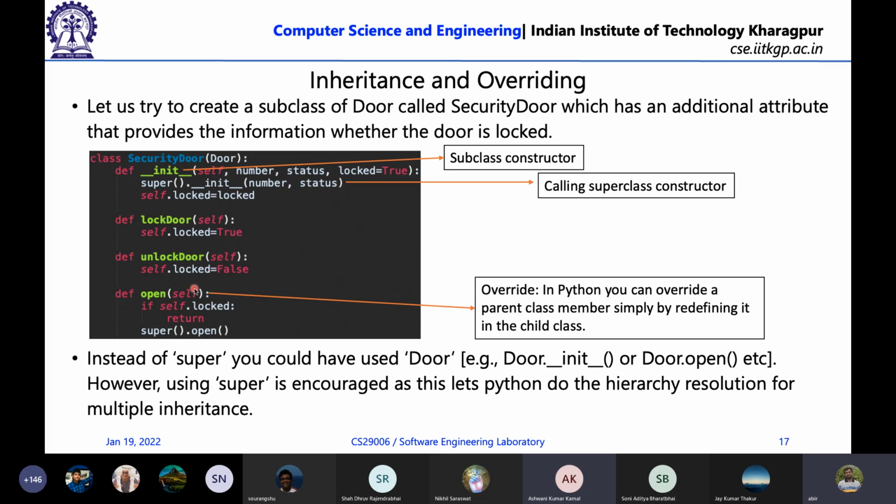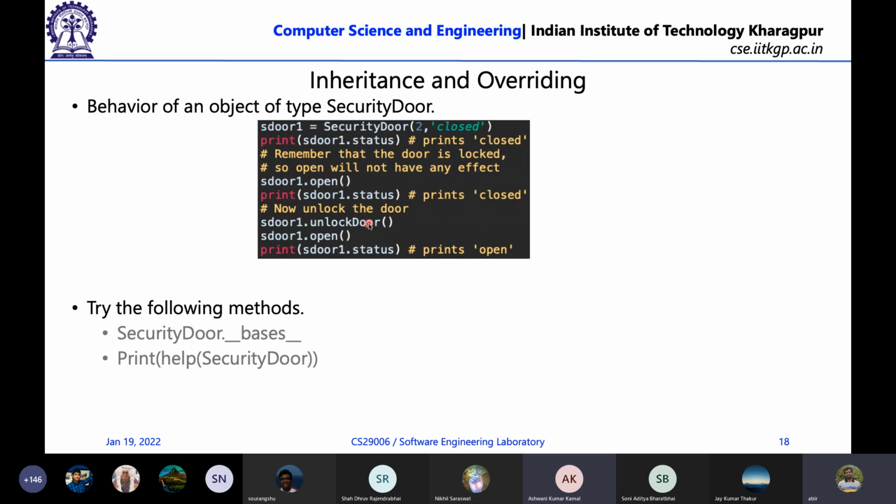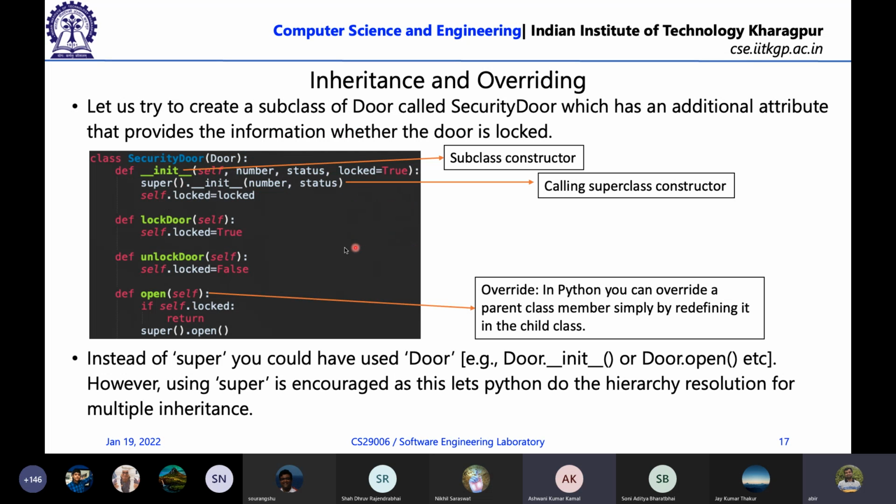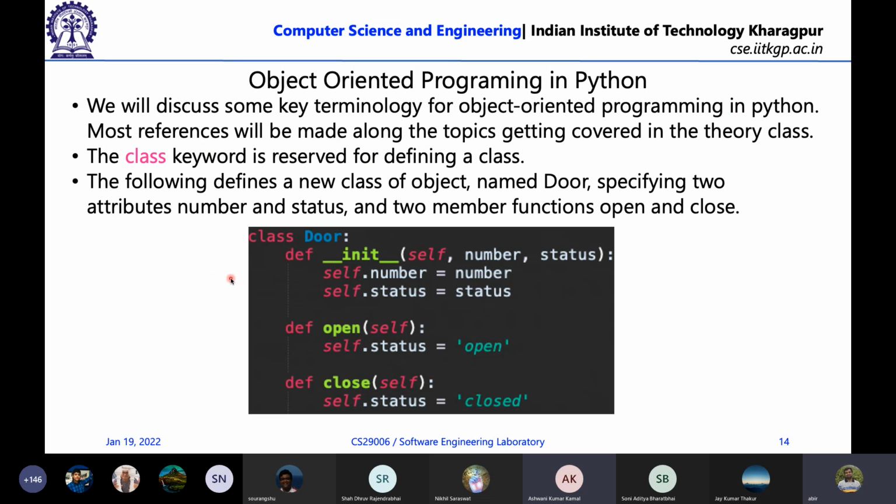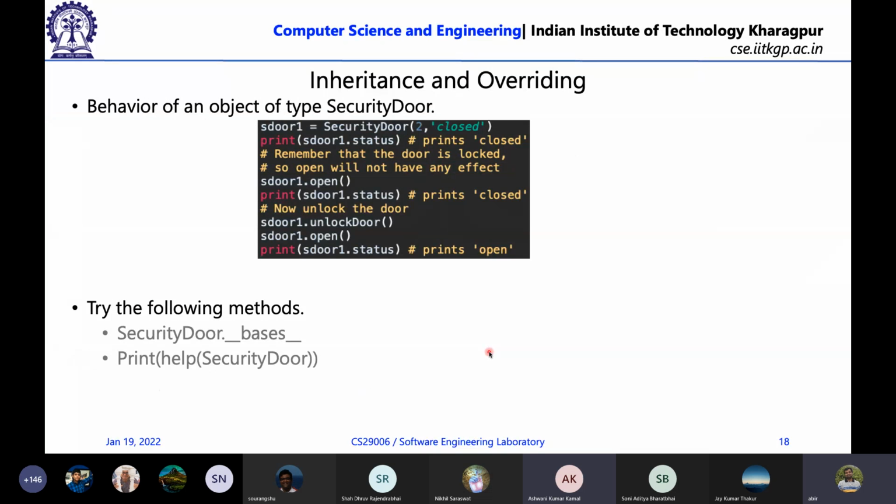Sorry, so this is the sDoor1.open, where is it? Yeah, open. So if self.locked is now false because you have unlocked the door, then it will go into this line, super.open, which was again defined in the superclass. The super.open is open, right? You need to go through these things a little bit, and then if you print the status, it means open. So try these methods, I mean, try to print these methods.